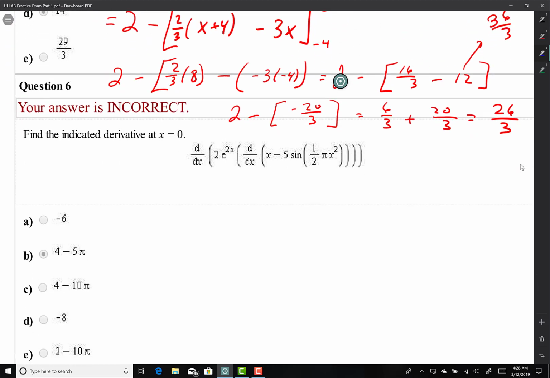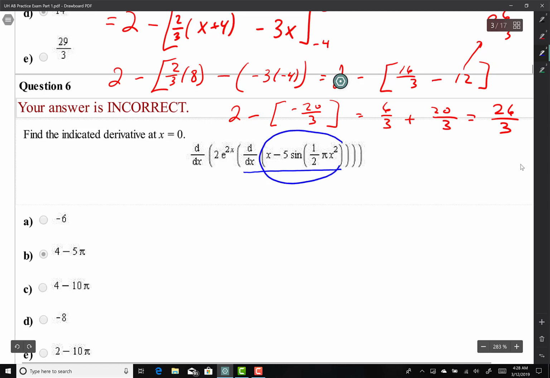This guy here. So what they want you to do first is take the derivative of the inside, and then whatever you get here, multiply by 2e to the 2x, and then take the derivative of all that. So let's do this guy right here. The derivative of that looks like 1 minus 5 cosine of pi over 2 x squared (the derivative of sine is cosine), and then chain rule times 2 pi over 2, so pi x.